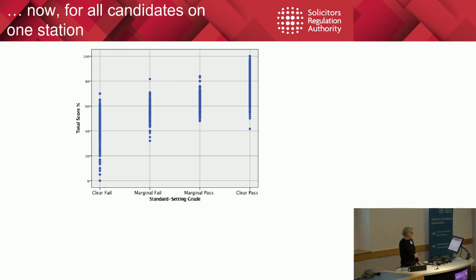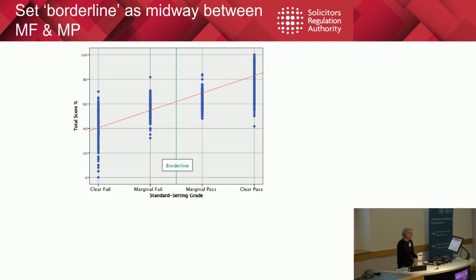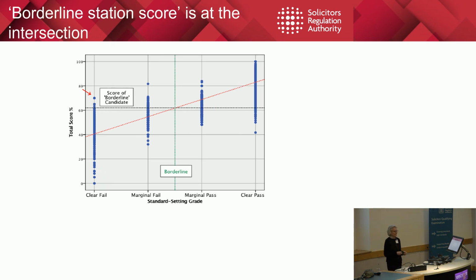Then what you do mathematically is insert a line of best fit. So you find the best fit between all those marks and the standard setting grades. And where that crosses the borderline is the cut score for that station. I'm not sure if anybody followed that. Yeah, it's quite complicated.